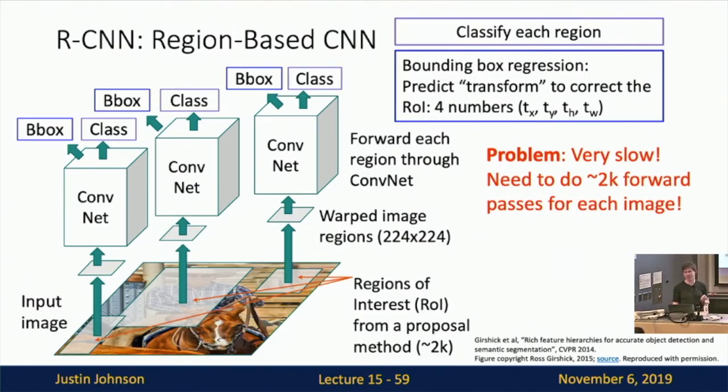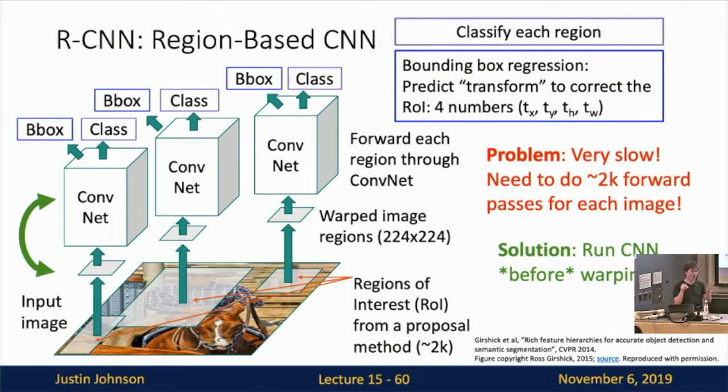So that's actually going to be pretty expensive, right? That's not going to run in real time if we have to do 2,000 forward passes of our CNN for every image that we want to process. So we need to come up with some way to make this process faster. The way people have made this process faster is basically to swap the CNN and the warping. That will allow us to reshare a lot of computation across different image regions.